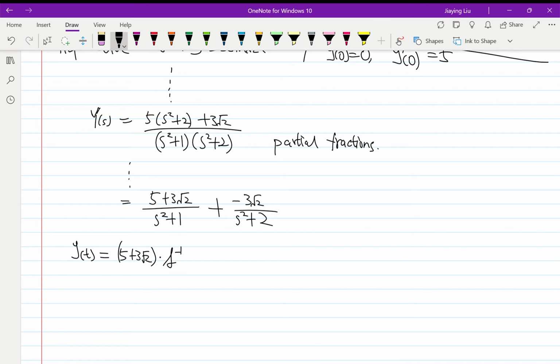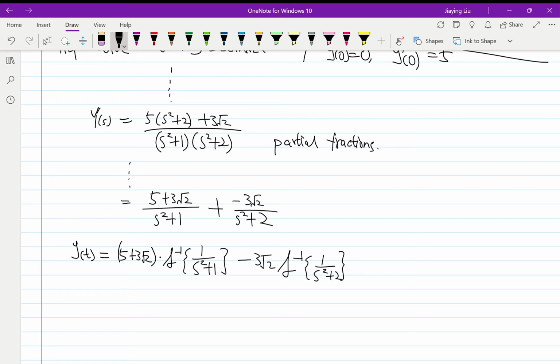Times inverse Laplace transform of 1 over s squared plus 1, minus 3 square root of 2 inverse Laplace transform of 1 over s squared plus 2. And then we have to figure out each one of them.